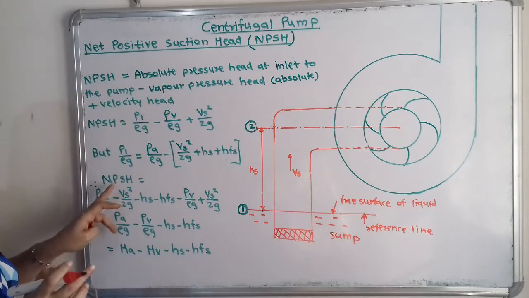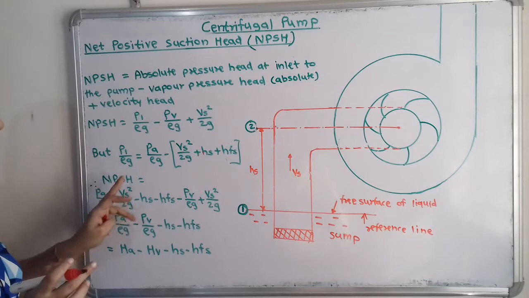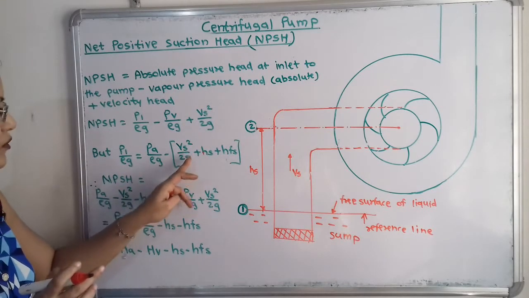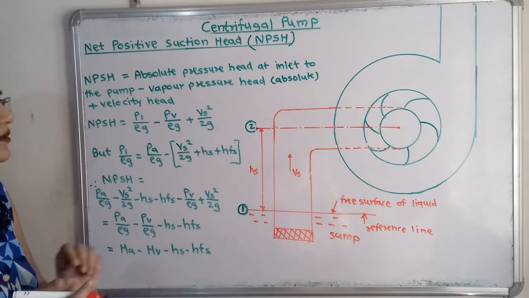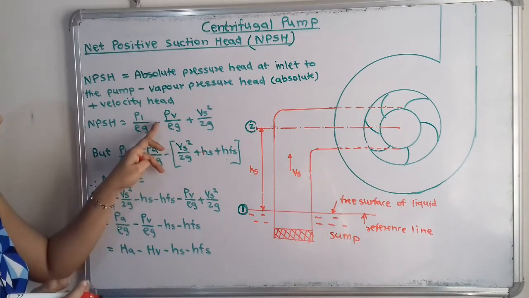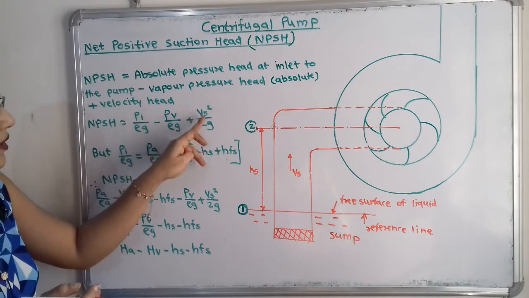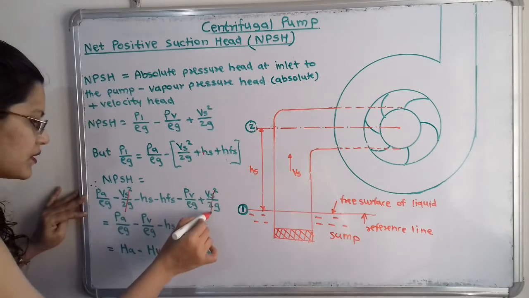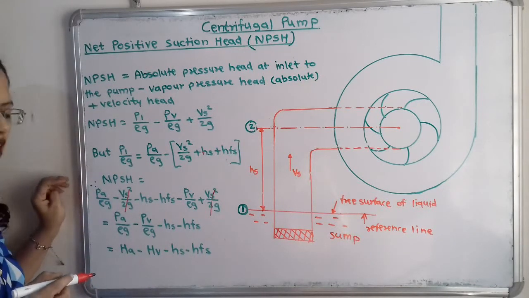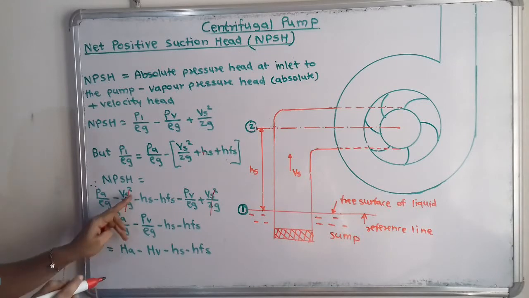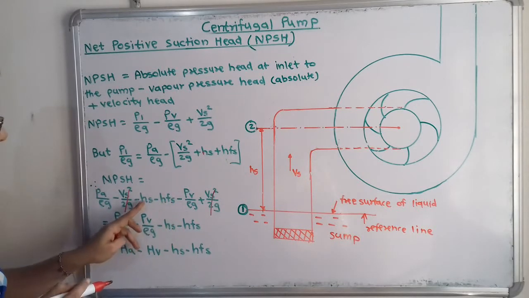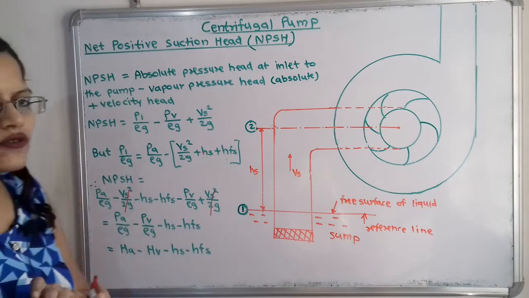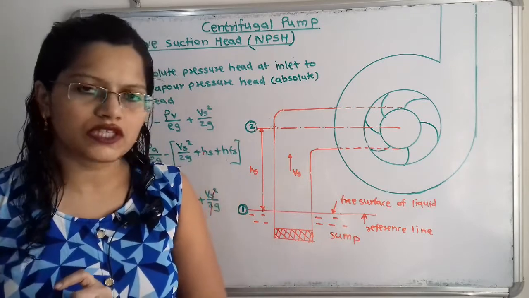So when I put it, NPSH is equal to PA by rho g, and now I will remove this bracket: PA by rho g minus VA square by 2g minus HS minus HFS. Then we continue the formula: minus PV by rho g plus VA square by 2g. Now if we observe, minus VA square by 2g plus VA square by 2g gets cancelled. So PA by rho g minus PV by rho g minus HS minus HFS. This is the formula to find the NPSH, the net positive suction head.